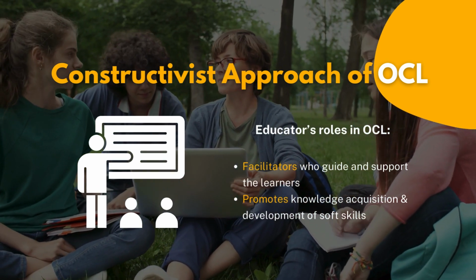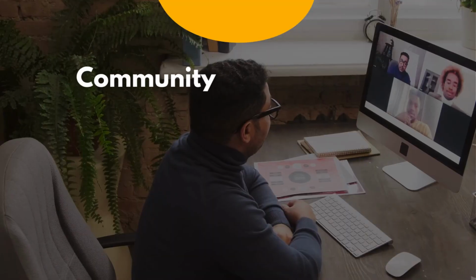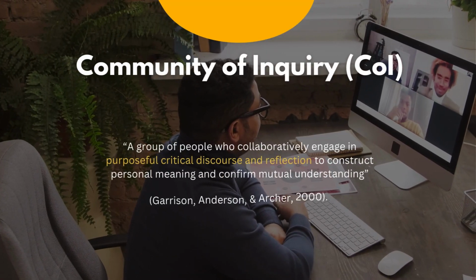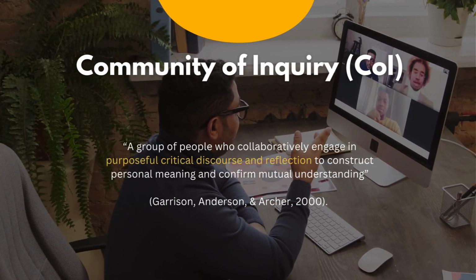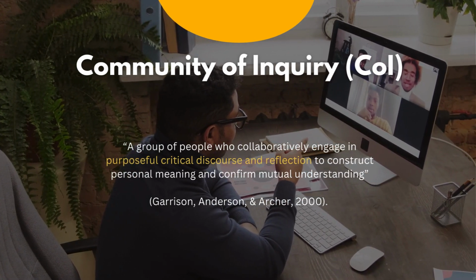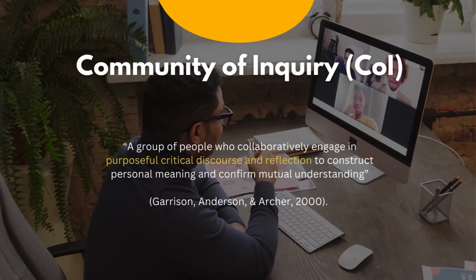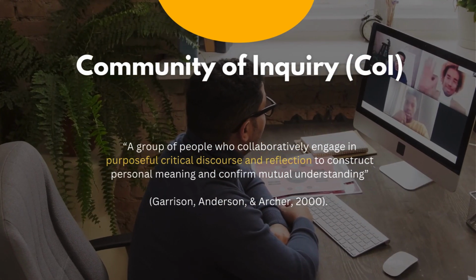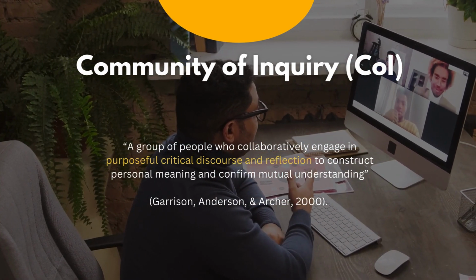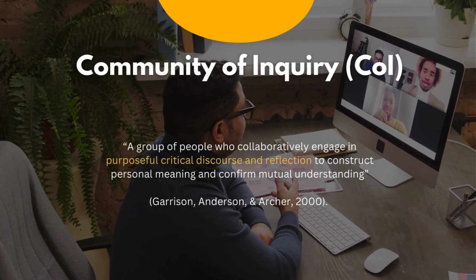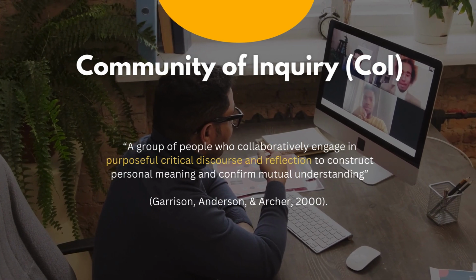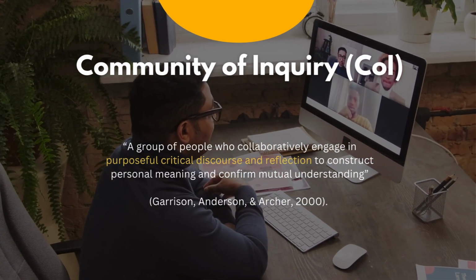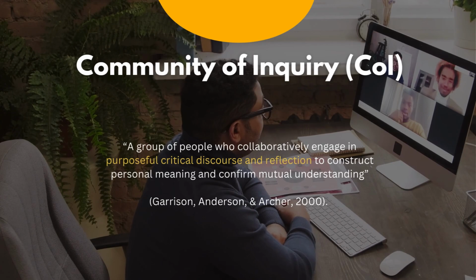Another theory that is relevant to OCL is the community of inquiry. As defined by Garrison, Anderson, and Archer, a community of inquiry is a group of people who collaboratively engage in purposeful critical discourse and reflection to construct personal meaning and confirm mutual understanding. Considering the concept of community of inquiry in your online courses can lead to highly engaging and meaningful learning experiences.